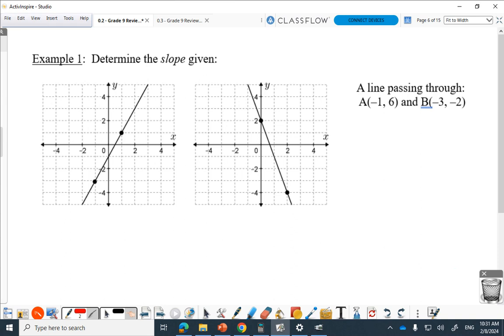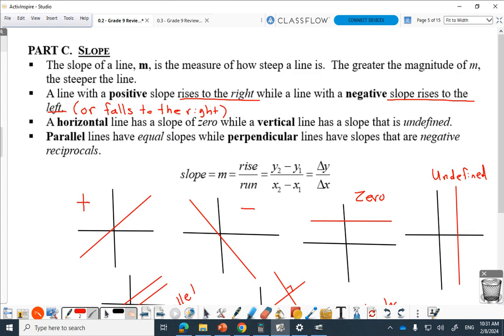Determine the slope given. I'm going to do this two different ways over here, getting ready for the third example, okay? What I said over here was slope. Right here. Ooh, I almost skipped over it. To calculate slope, you've got lots of choices. You can use rise over run. Great way to do slope.